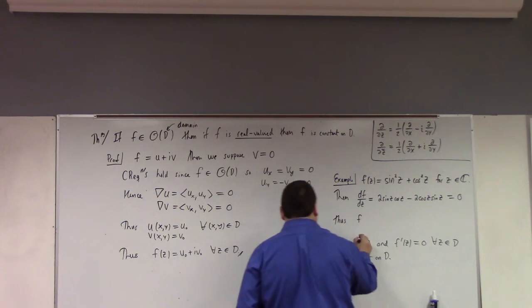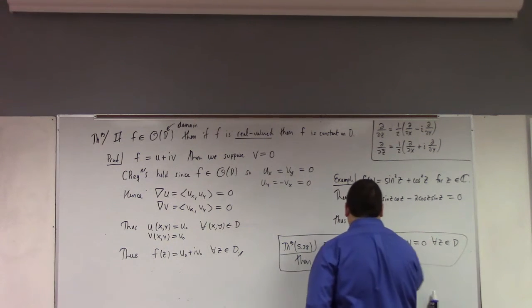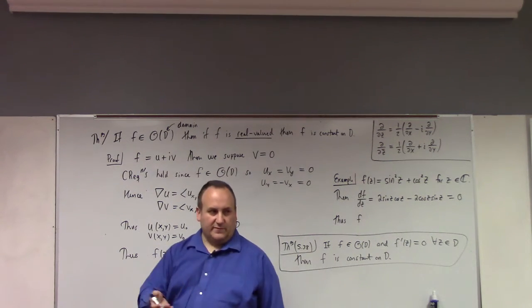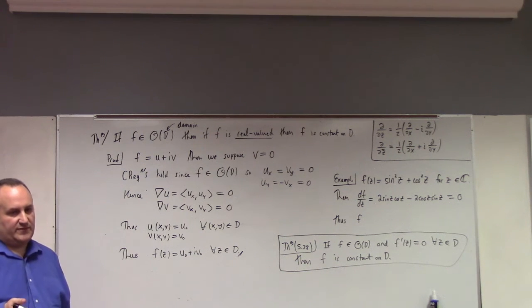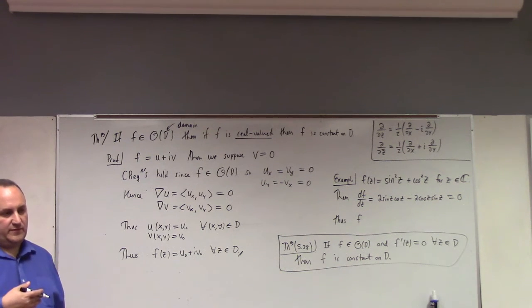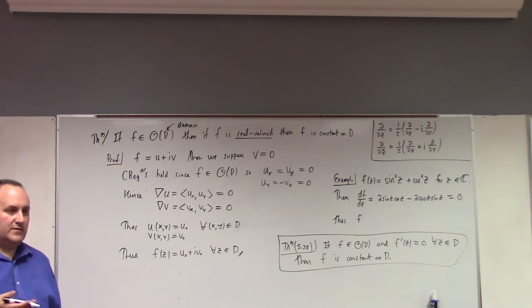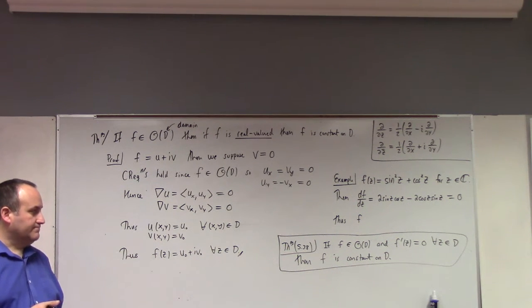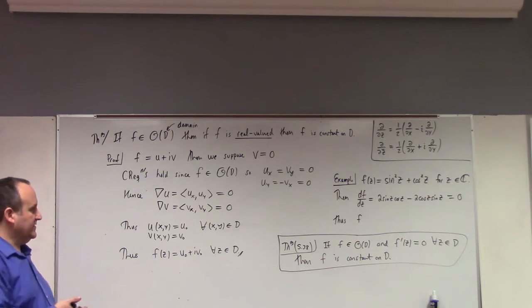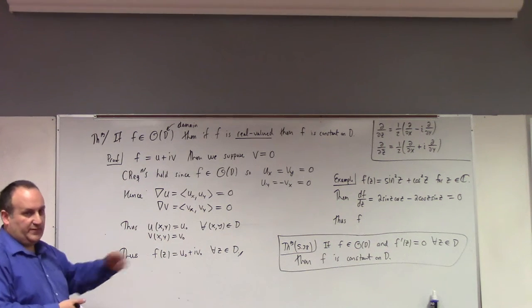on D. And the proof of theorem 5.38 is almost the same as the proof of the theorem I just gave. See, if the complex derivative is 0, then by the Cauchy-Riemann equations, we get that all of the partial derivatives of u, all the partial derivatives of v are 0. Consequently, the gradients of u and v are 0, which then means that u and v are constant on D. It's essentially the same thing I just went through for the proof of that.